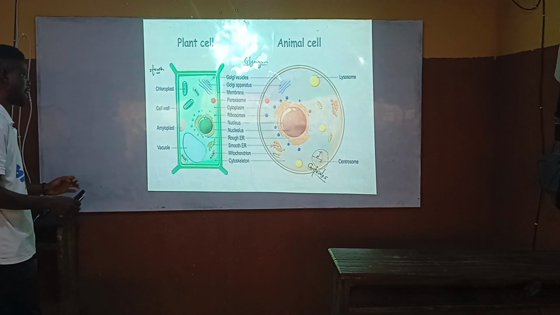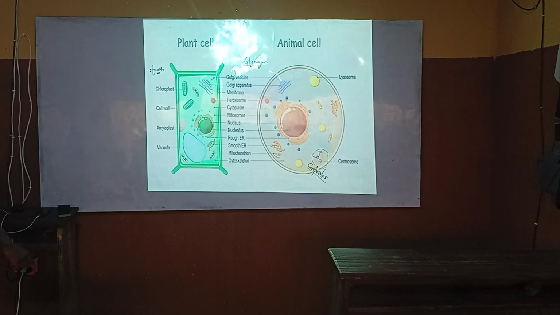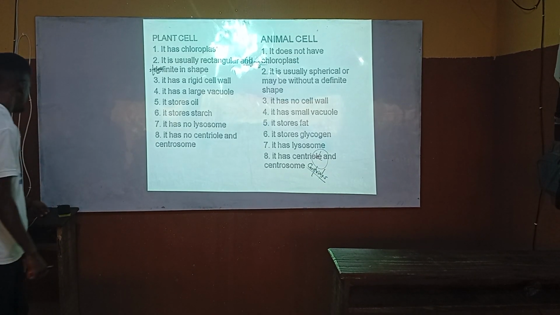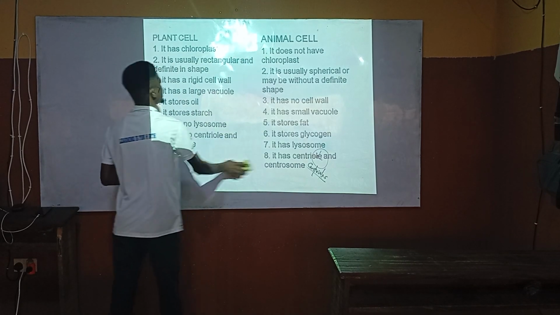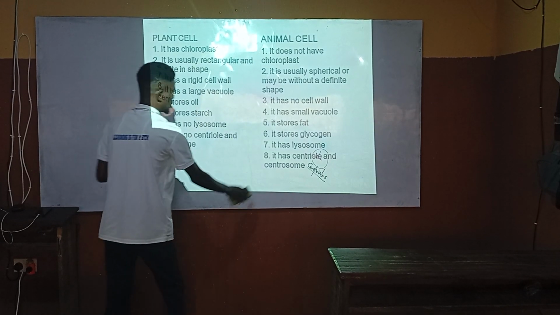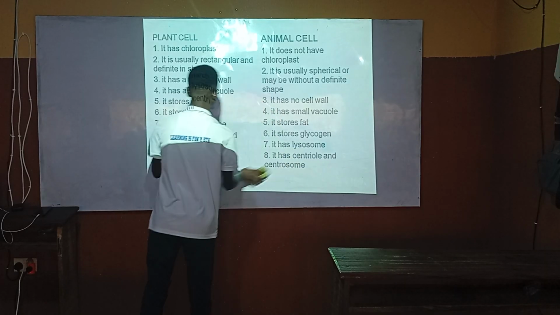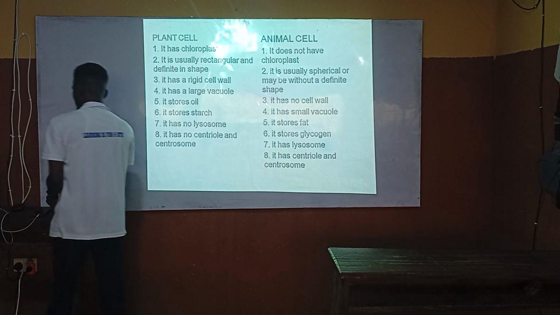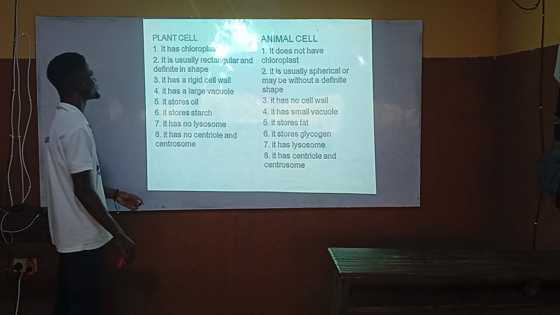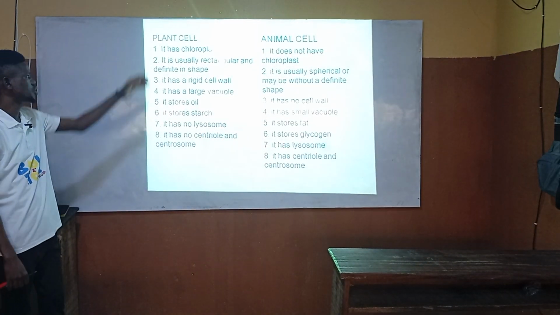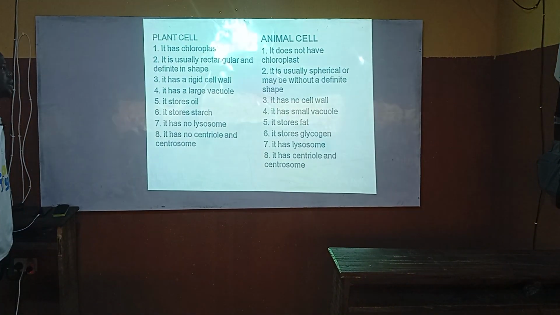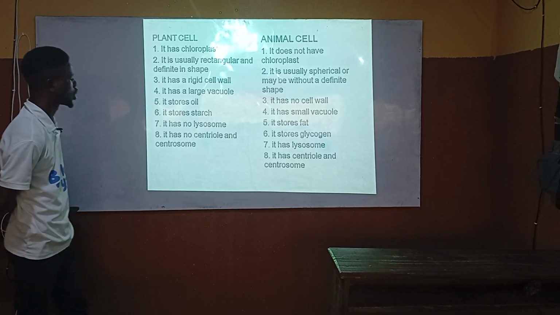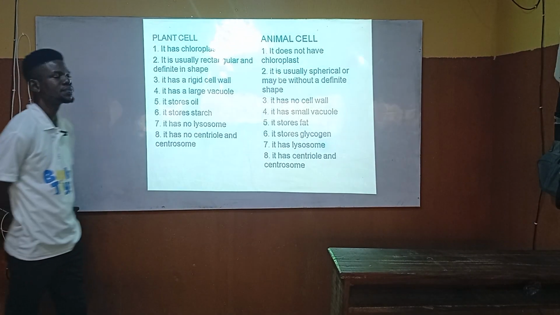So having seen this diagram closely, we can now look at all we have said in written form. So we have this now: differences between plant and animal cell. So of course, under plant cell, it has chloroplast. Under animal cell, it does not have chloroplast. I hope you are writing.